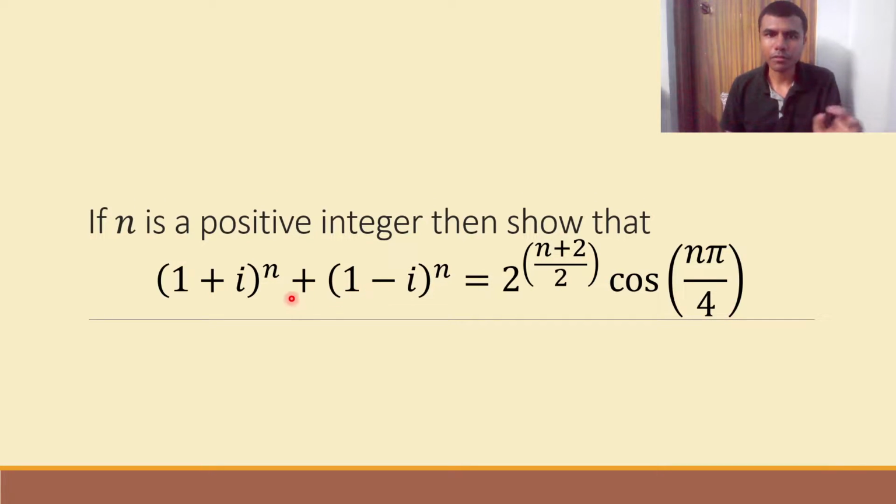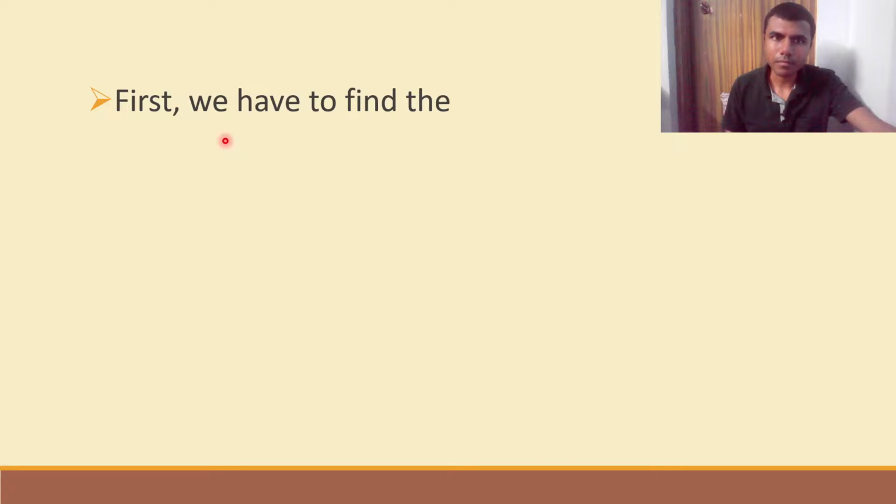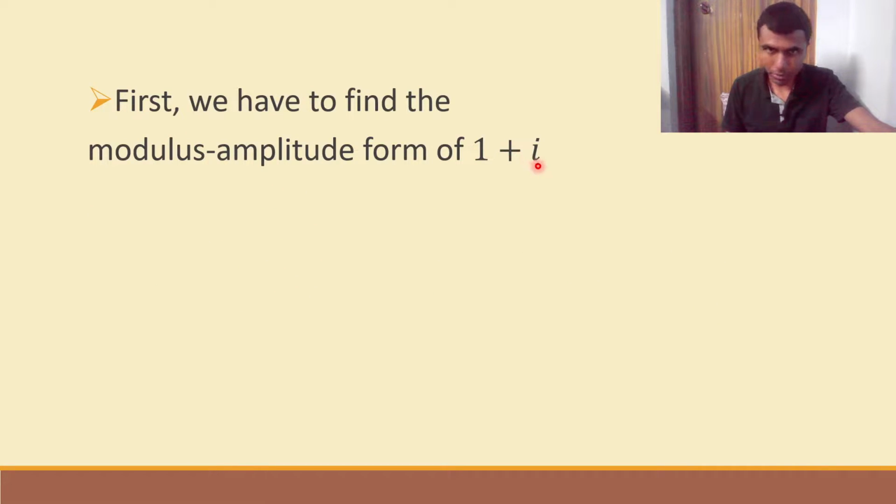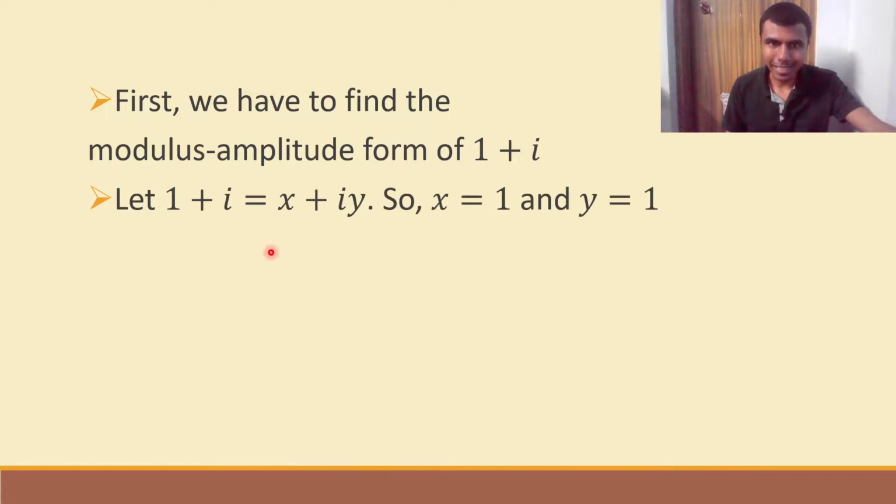Now first, we have to write 1 plus i in its polar form or modulus amplitude form. Now how are we going to do that? Let's get started. First we have to find the modulus amplitude form of 1 plus i. To do this, take 1 plus i as x plus iy. Let 1 plus i be x plus iy. So now compare the real and imaginary parts.